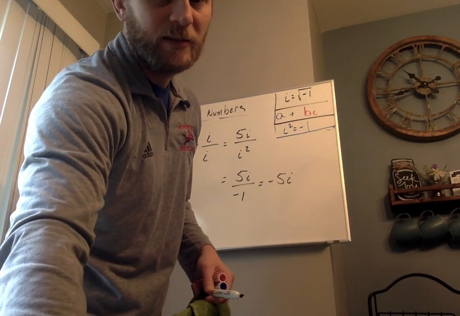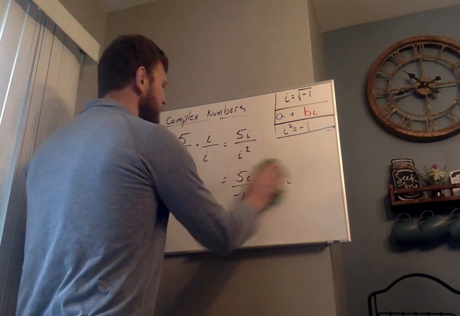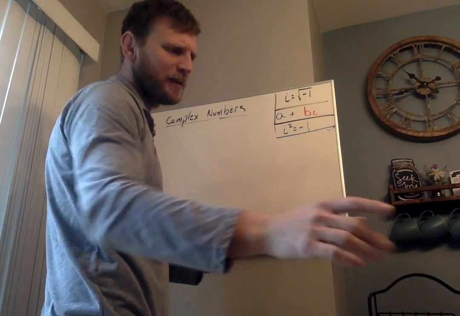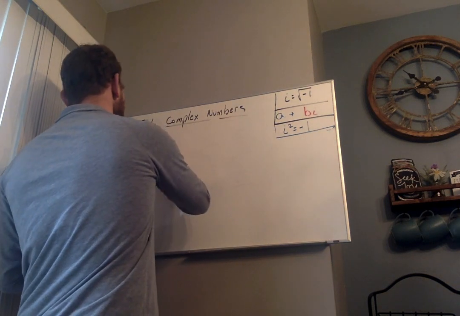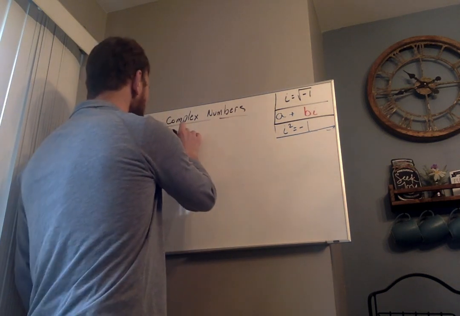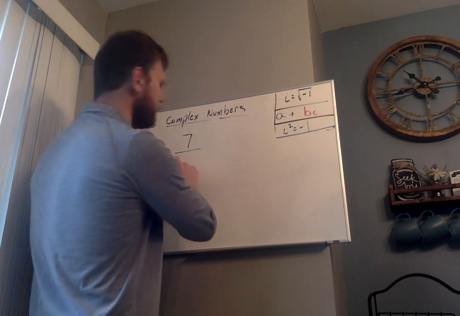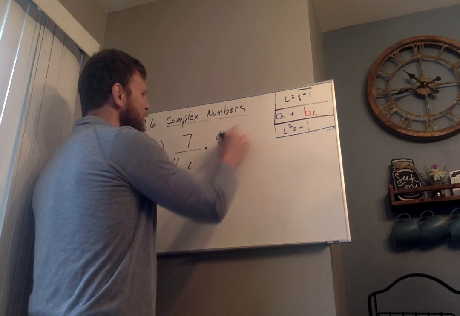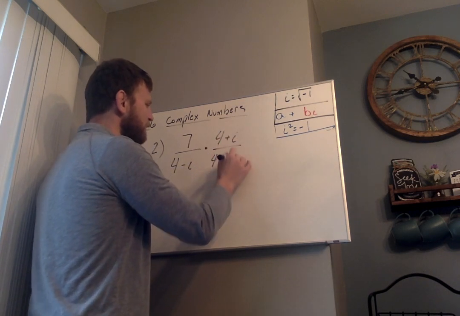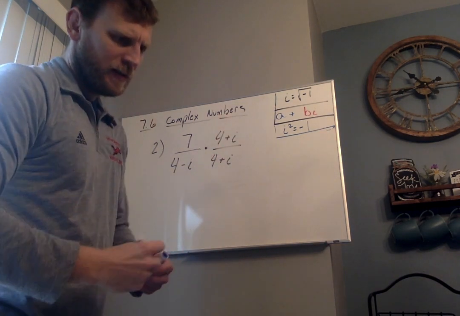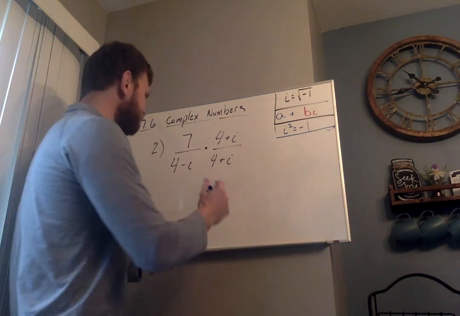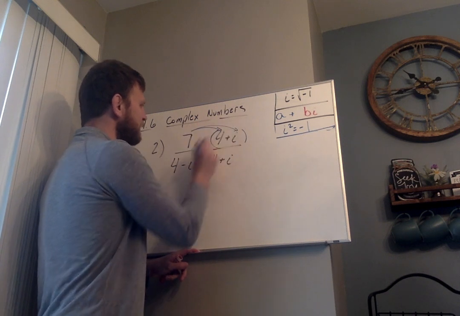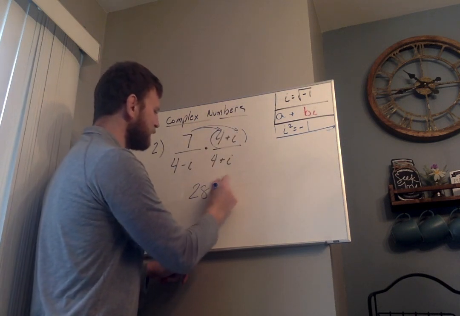Now, let's go and look at number 2. So number 2, very similar, except we don't have just an i on bottom. We have 4 minus i. So we have to multiply by the conjugate, which is 4 plus i over 4 plus i. All right, and here we're going to distribute the 7 inside, so it's going to give me 28 plus 7i.